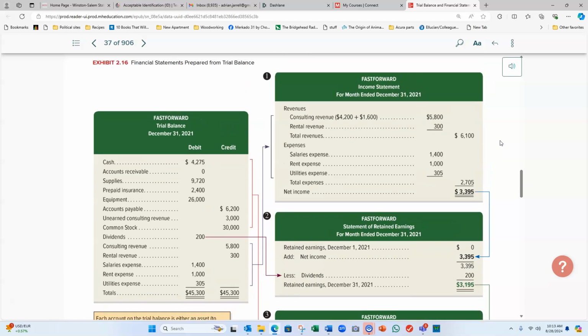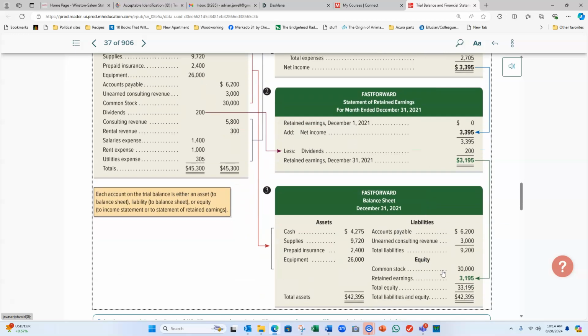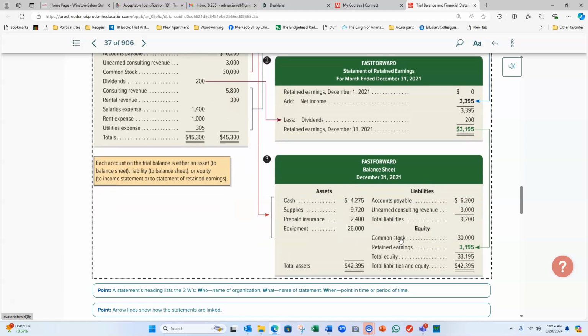The revenues and expenses go in the income statement. Net income and dividends go in the statement of retained earnings, and then the balance sheet takes retained earnings, assets, and liabilities, and equity. There we go.